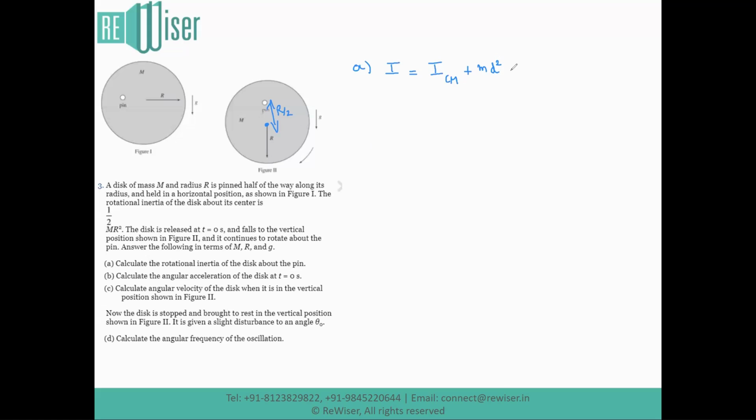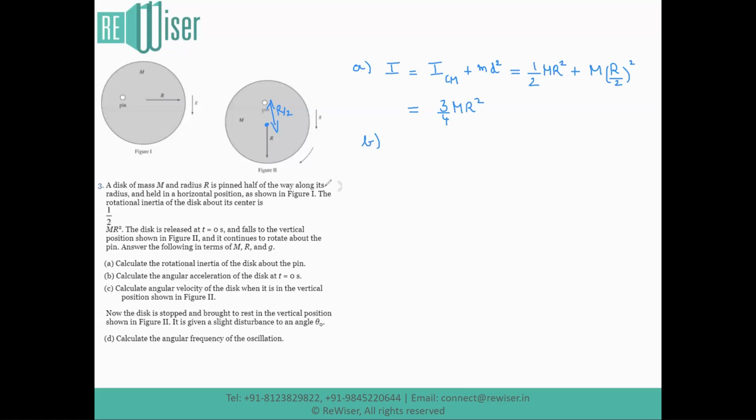So we have this substituted as half MR squared plus capital M into R by 2, the whole squared. Simplifying this, we get the moment of inertia I as exactly equal to half plus 1/4, which is 3/4 of MR squared. Let's move on to part B.